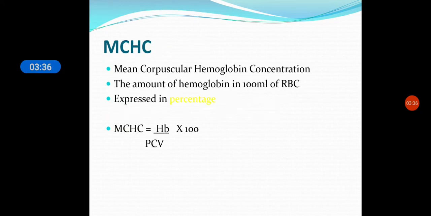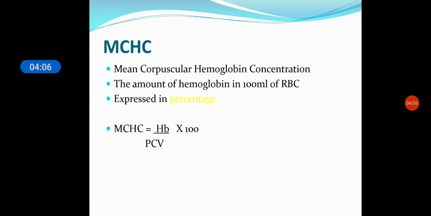Let's see what is the next index. MCHC. What is MCHC? Again, it is the mean corpuscular hemoglobin concentration. How much hemoglobin is concentrated in a particular RBC. The other one was weight. This is the amount of hemoglobin in 100 ml of RBC. That one was single RBC. Here you're getting 100 ml of RBC.